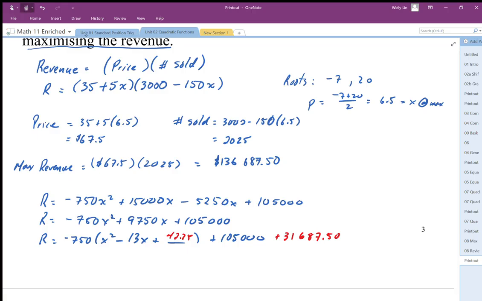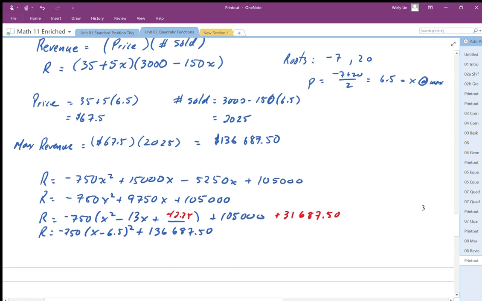So now I've got my completed square form. It's x minus 6.5 squared plus, and when we add those together, I get the same maximum that I calculated up above. That's my graphing form. It gives me the same x value of 6.5 and the same maximum. Here we still have to calculate the price by plugging it back into the original price equation.